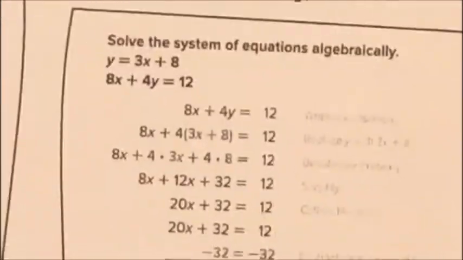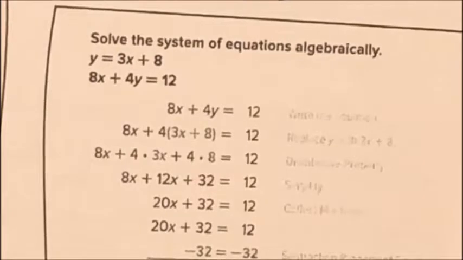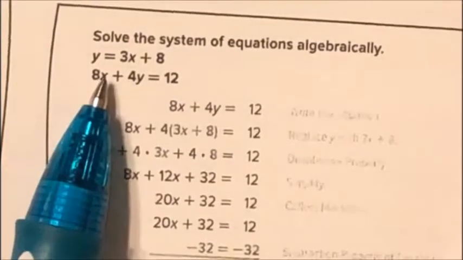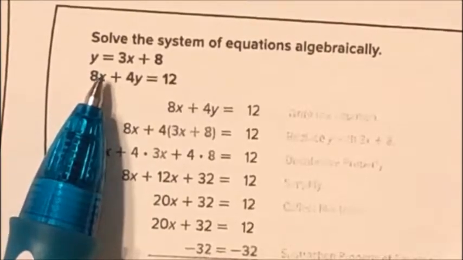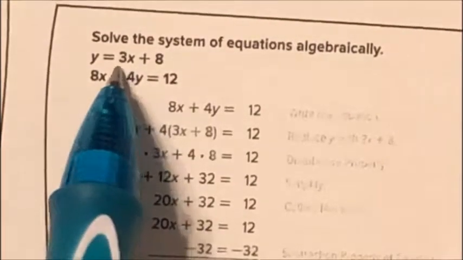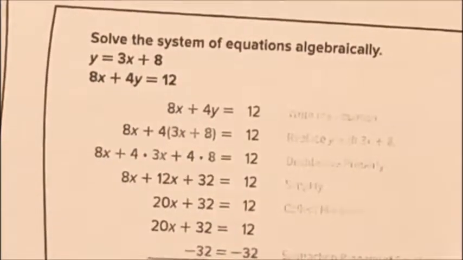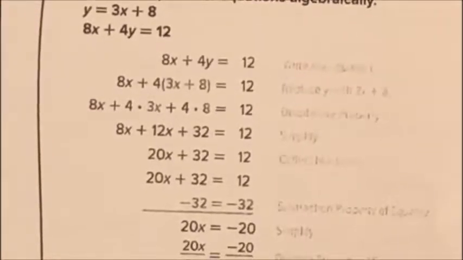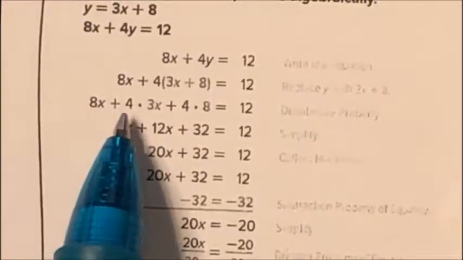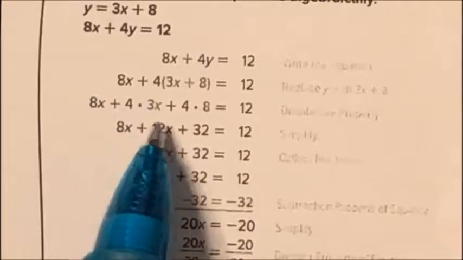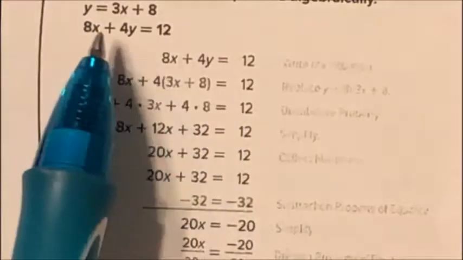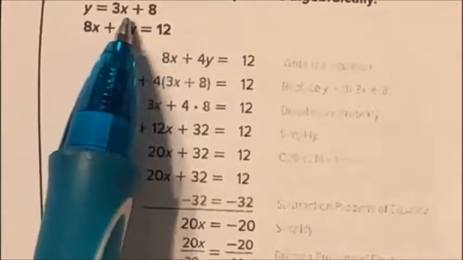Okay. Second example, solve the system of equations algebraically. y equals 3x plus 8 and 8x plus 4y equals 12. I do have one of my equations solved for y already. So what I'm going to do is take that and plug it in for the y in my second equation. So I have 8x plus 4y equals 12. Then I'm going to take 8x plus 4 times the quantity 3x plus 8 equals 12, because in my original problem, that's what it told me that y equaled.